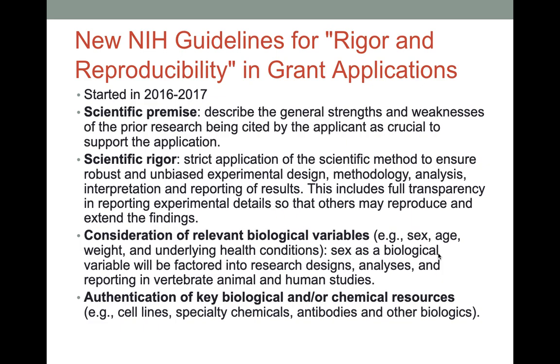All right, so the new guidelines they released that started officially in 2016, 2017 required now that research grant applications describe the strengths and weaknesses of prior research being cited by the applicant, and that being crucial in judging the merits of these applications. Scientific rigor, a strict application of scientific method to ensure robust and unbiased experimental design and methodology and reporting results, including full transparency, consideration of relevant biological variables like sex, age, weight, and underlying health conditions, and authentication of key biological and or chemical resources like cell lines, antibodies, other biologics that are used in research.